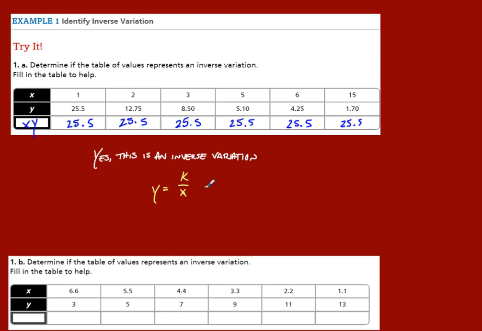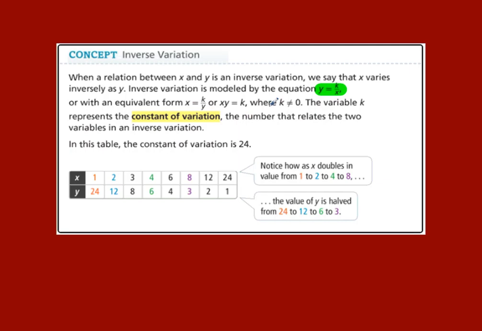So if we took the time right here and solve for it, let's just plug in the first one. If y is 25.5 and it's k over 1, you multiply 1 on both sides to get rid of it, and you find out that k is 25.5. And k is what we're going to call a constant. That's what it says over here. The variable k represents the constant of variation, the number that relates the two variables in inverse variation.